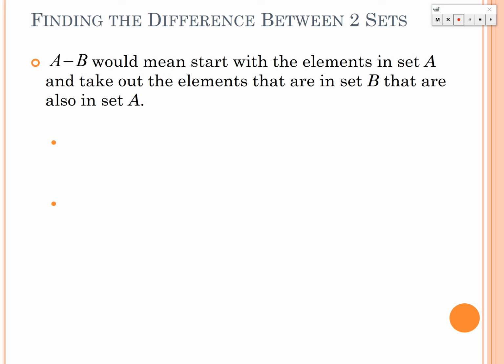Because remember, sets don't always have to be numbers. We had sets with colors and types of vehicles and classes and things like that. So what we do is we start with all the elements in the first set, and then we just take away any that are in the second set. So start with set A, and we'll take out anything that's in B. The leftovers are the difference. We do not actually subtract the sets themselves.